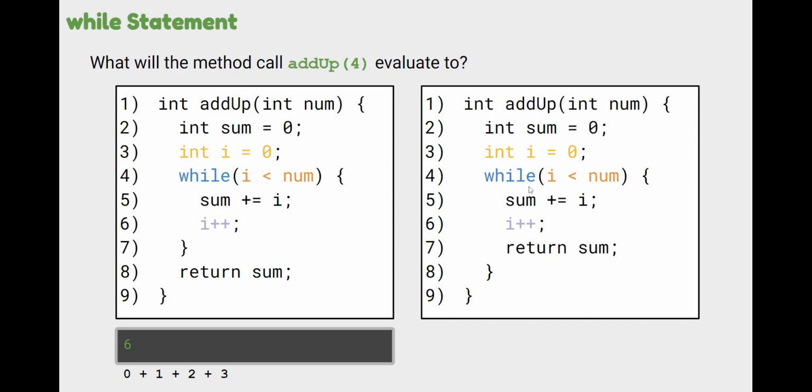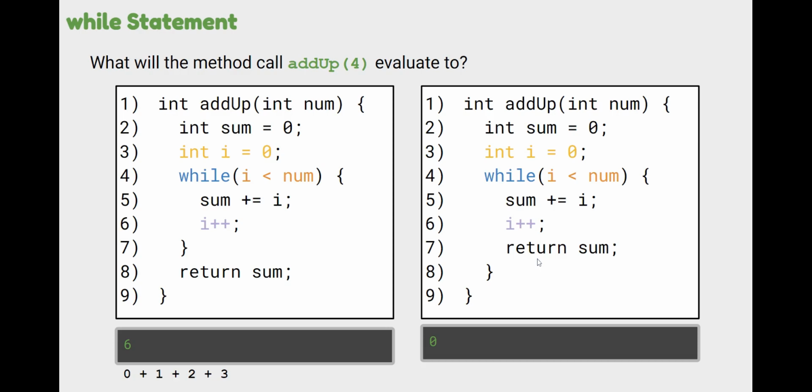The first time our while loop executes, we're asking if 0 is less than 4. That's true. We're going to add 0 into the sum. So our sum is still 0. 0 plus 0 is 0. We're adding 1 to I, it becomes 1. And then we return the sum.